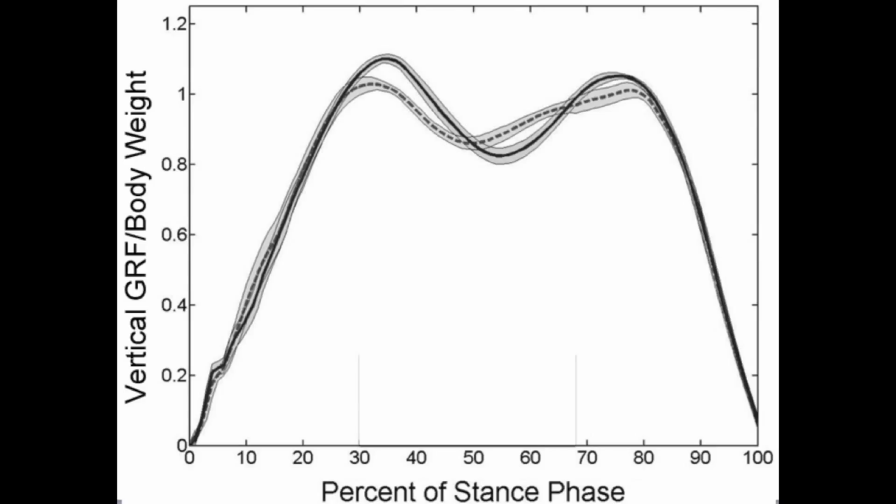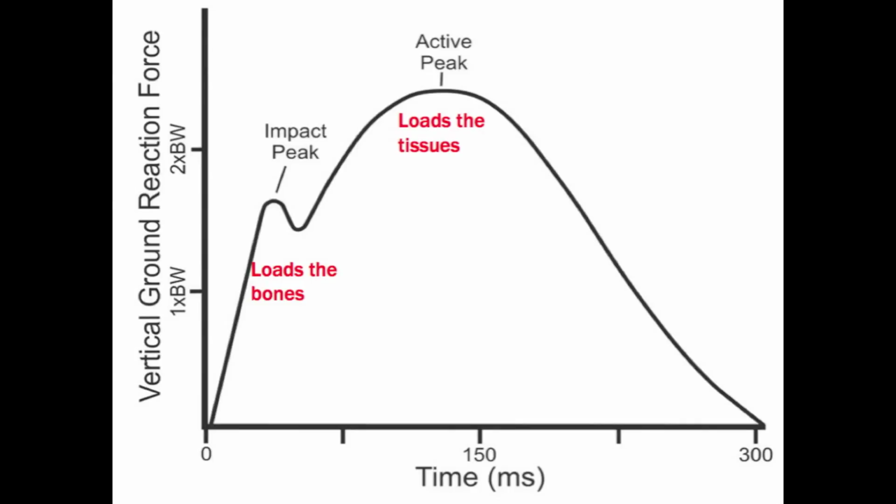The vertical GRF graph for walking is M-shaped, while the vertical ground reaction force graph for running is N-shaped, with an impact peak that loads the bones and a larger active peak at mid-stance that loads the tissues. The impact peak is smaller in duration, but varies a lot from person to person depending on the way they land, their body weight, and orientation.